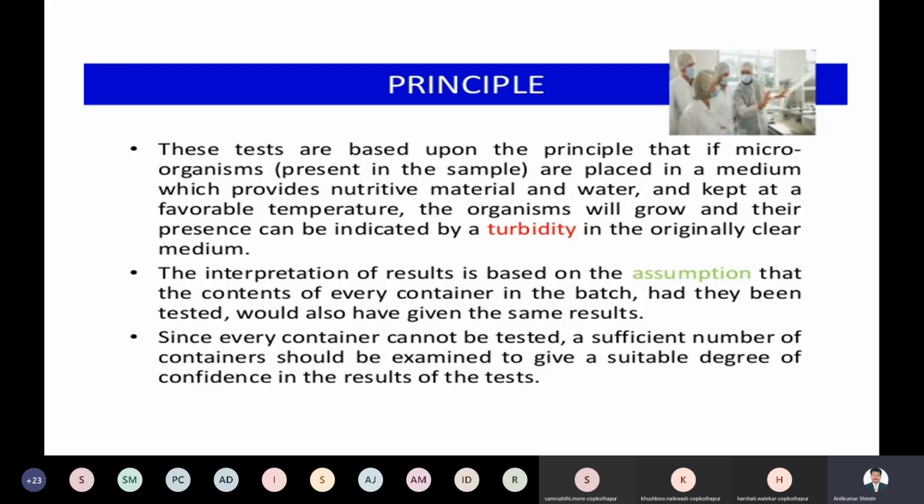Understand it? So then that is turbidity. This is one of the conditions.